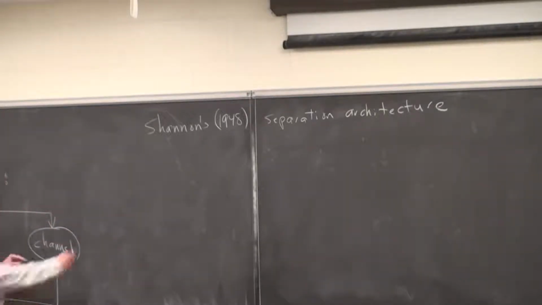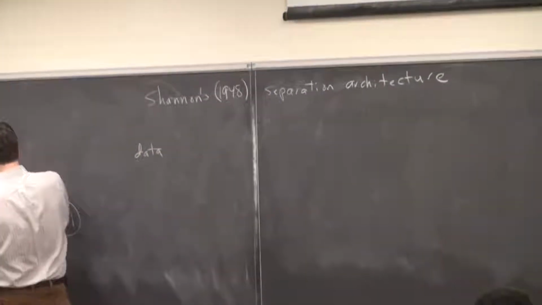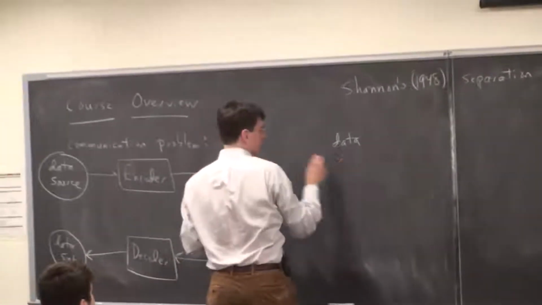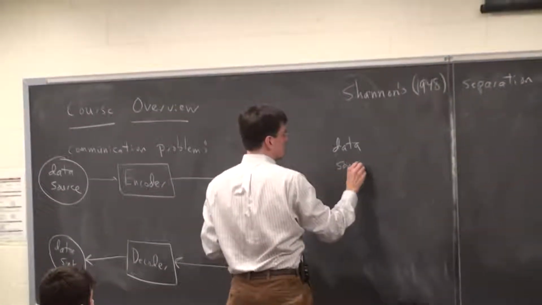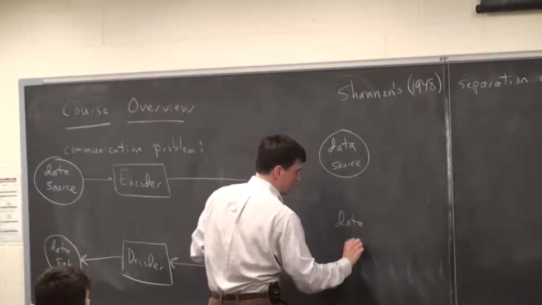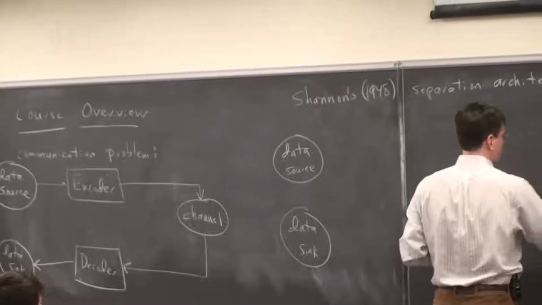So what he proposed is a solution, a way of designing this and a way of designing this. The three circles are still given. So you're still given the same data source and the same data sink, and the same channel.